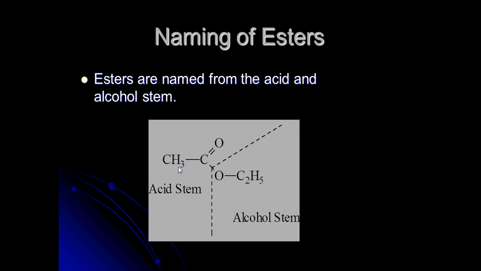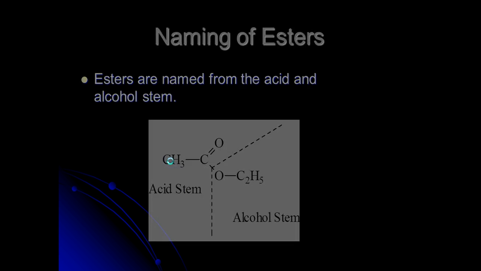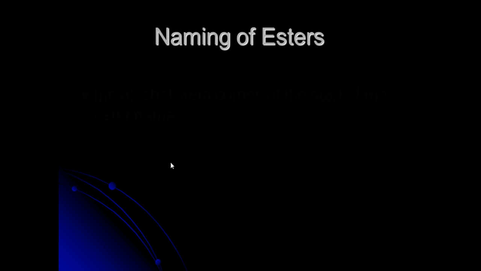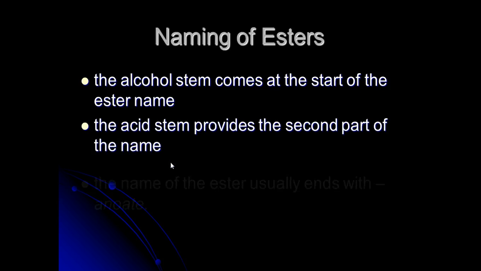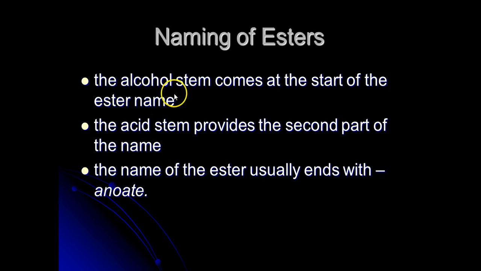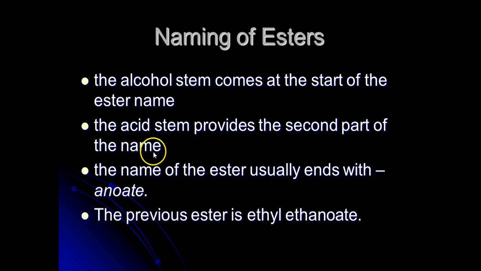Okay, if you want to name an ester, you've got 2 bits. You've got this bit, which came from the carboxylic acid, and you've got this bit which came from the alcohol. So you name this bit according to what carboxylic acid it came from. So if it was ethanoic acid, it would be ethanoate, and the other bit with the alcohol. So let's have a look. So the alcohol bit is the first bit, the carboxylic acid bit is the second bit. So the one on the previous page had an ethyl bit from the alcohol and the ethanoate bit from the ethanoic acid.